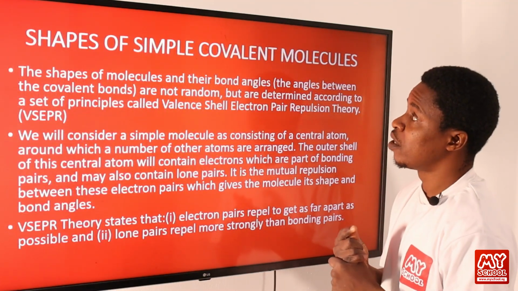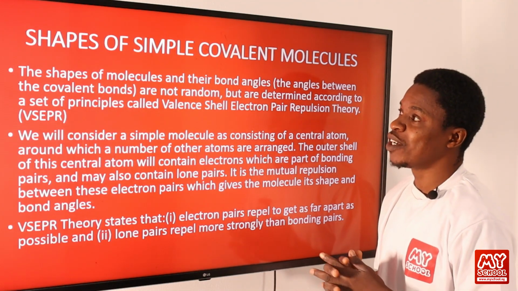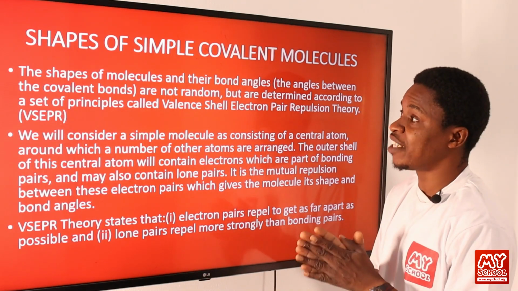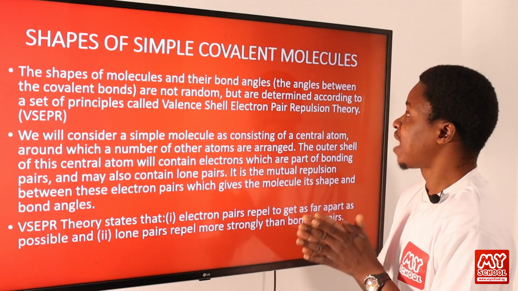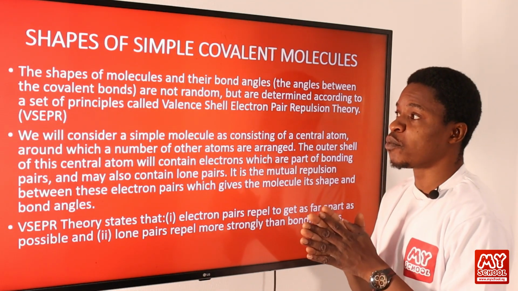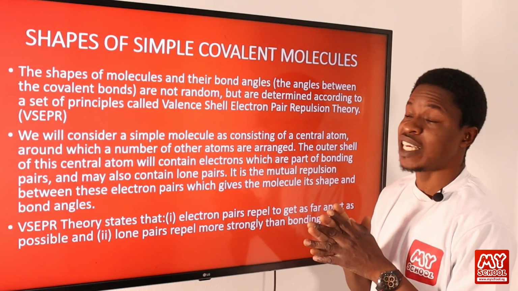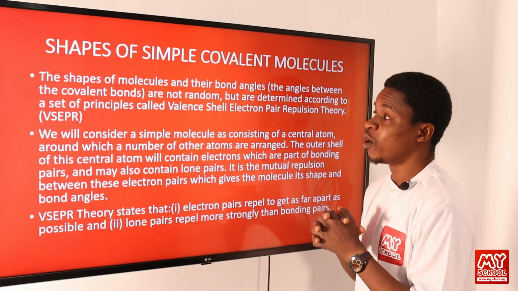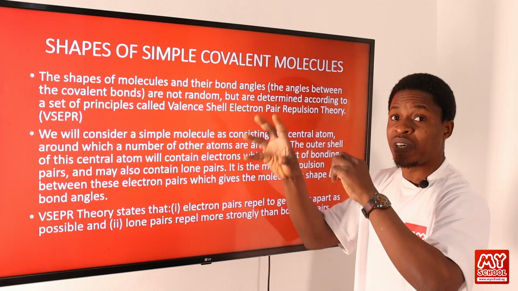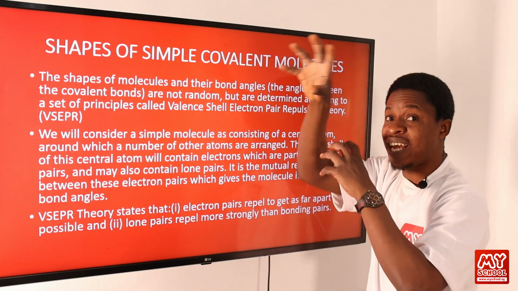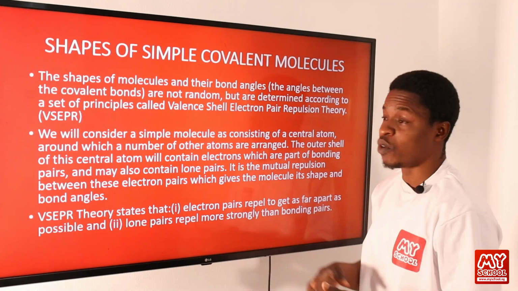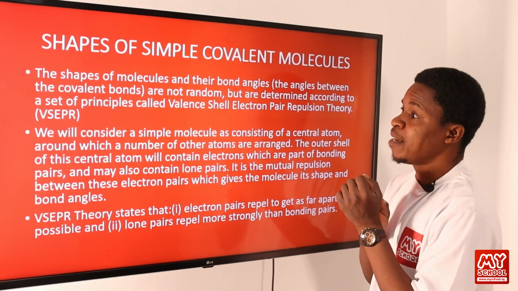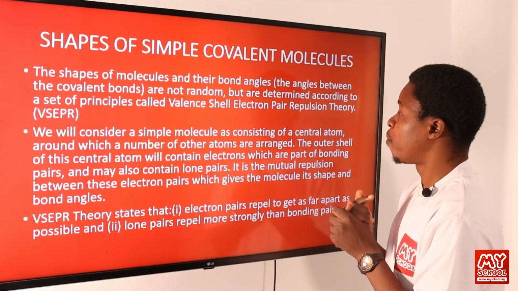Shapes of simple covalent molecules. The shapes of molecules and their bond angles, that's the angles between the covalent bonds, actually are not random, but they are determined according to a set of principles called the VSEPR. VSEPR stands for valence shell electron pair repulsion. There's a repulsion between the electron clouds that are revolving around the nucleus. So there's a principle, we call it VSEPR. VSEPR is valence shell electron pair repulsion theory.